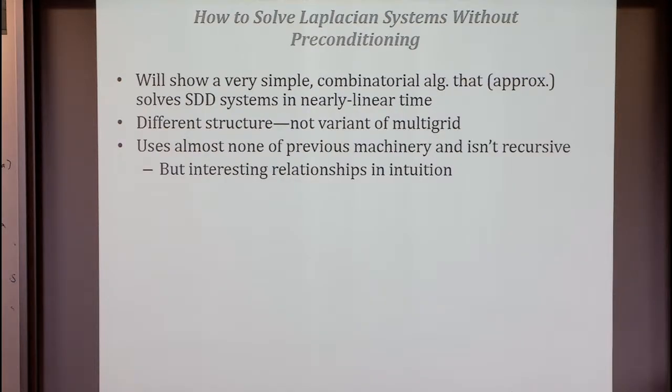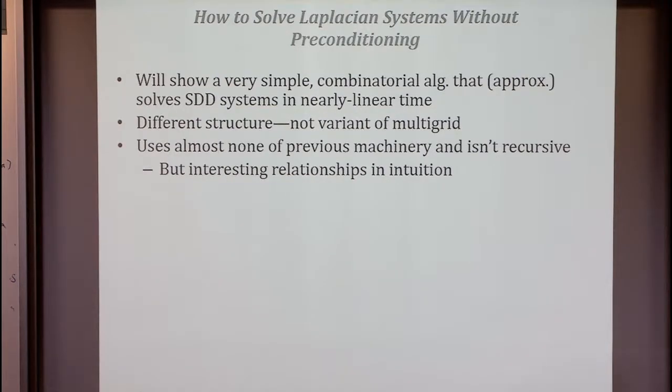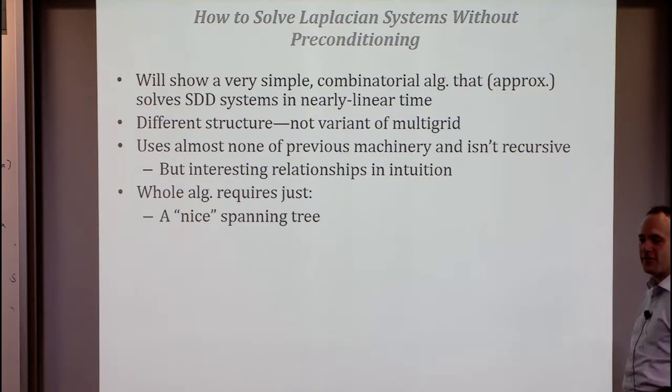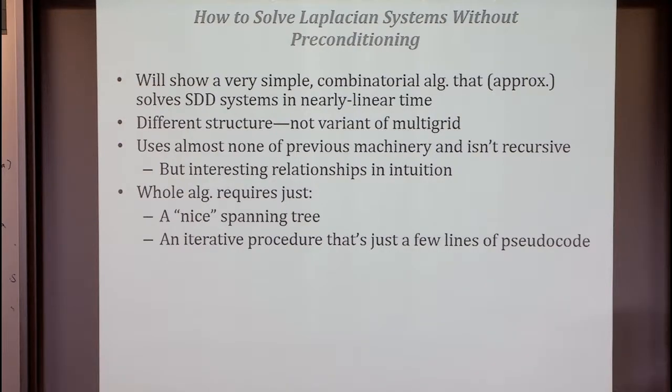It's not going to use any of the machinery I developed. It won't be recursive. It won't be conjugate gradient at all. But you'll see that the intuition has certain strong overlaps. The whole algorithm is really just going to fit on a blackboard. It requires a nice spanning tree, where nice means a low-stretch spanning tree, and for people who missed the last lecture, I'll remind you what low-stretch spanning trees are. It takes that nice spanning tree and then runs an iterative procedure that is about 5 lines of pseudocode, plus a very simple, lightweight data structure. And that will give us a linear algorithm.